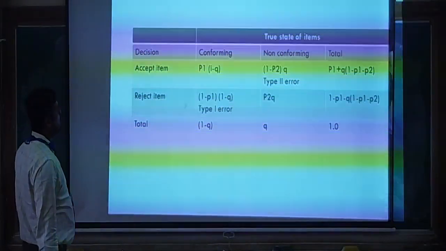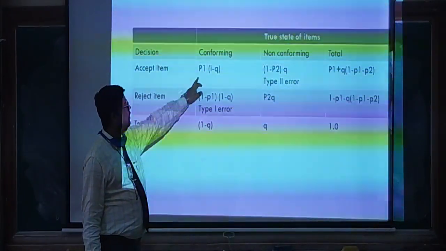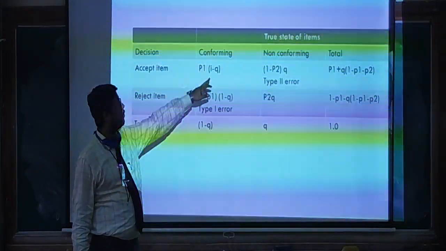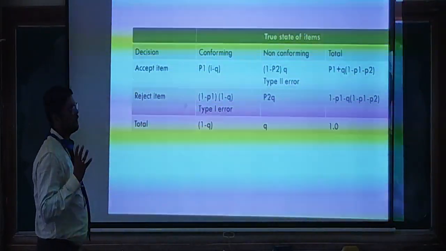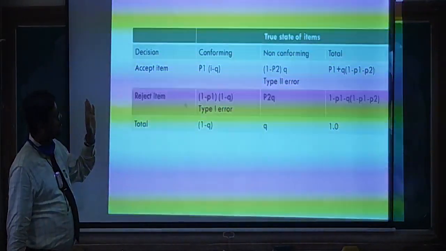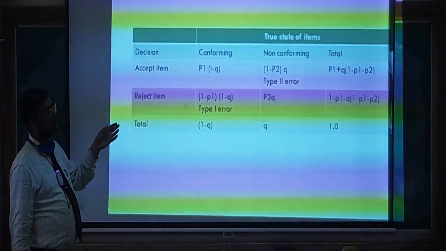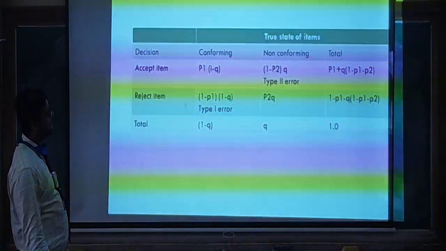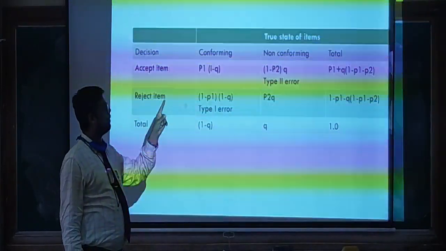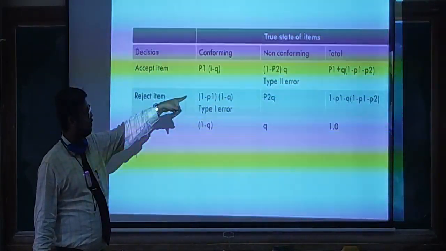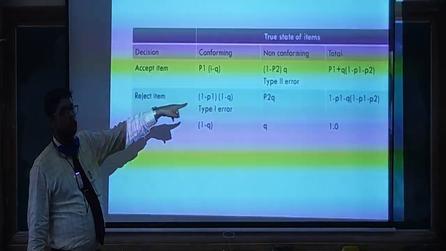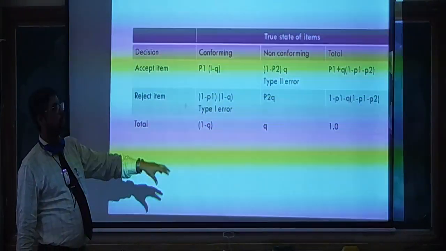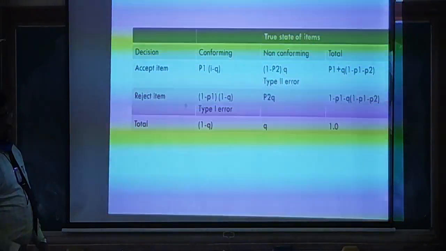So here, accept the item: P1 into bracket 1 minus Q. So that is confirming. If it is non-confirming, then it is 1 minus P2 into Q. That is the type 2 error. Type 2 error I have already explained. Total is P1 plus Q, P1 plus Q into bracket 1 minus P1 minus P2. That is the total items to be in the true state.